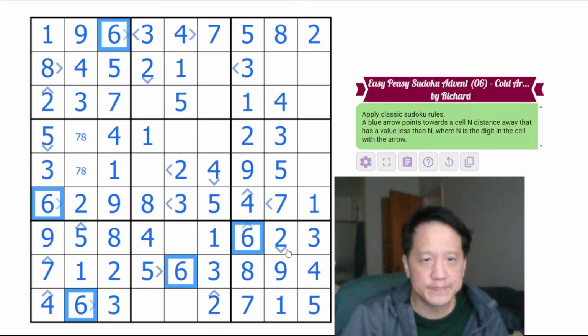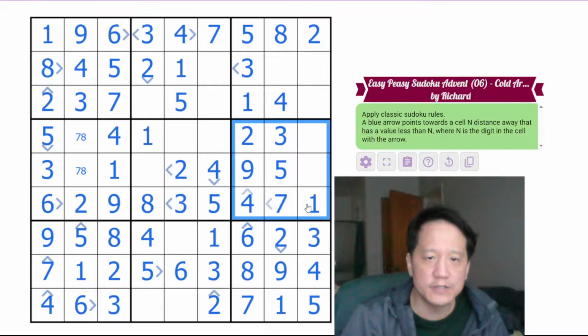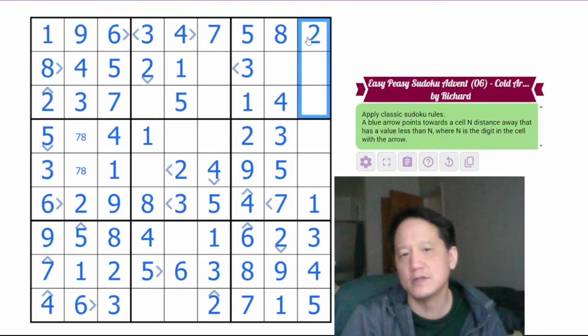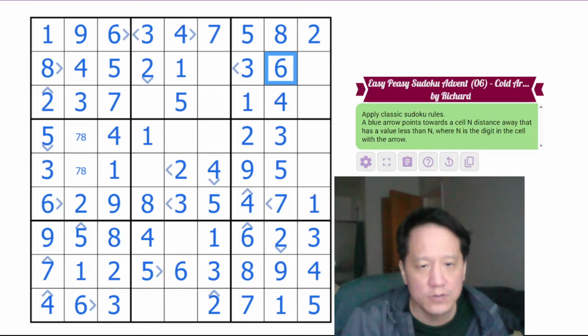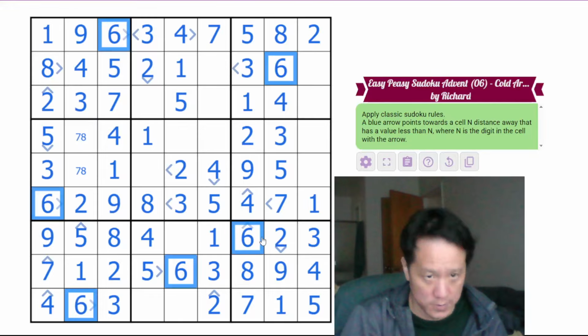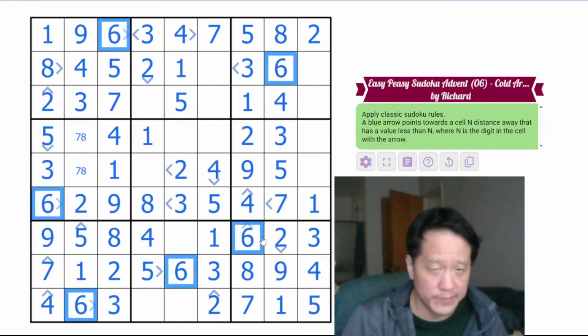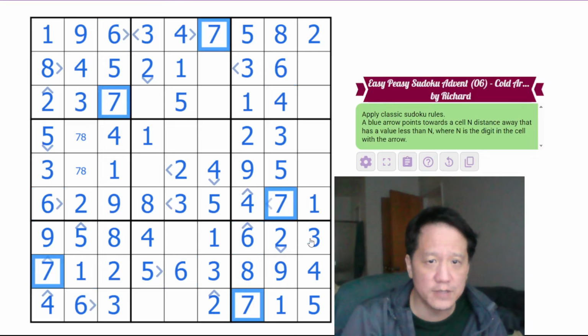6s. We know the 6 in this right central box must be one of these two cells. That eliminates 6 in the rest of the column, so this can't be 6 here, which means this must be 6 here. We don't have any more information, so let's look at 7s.